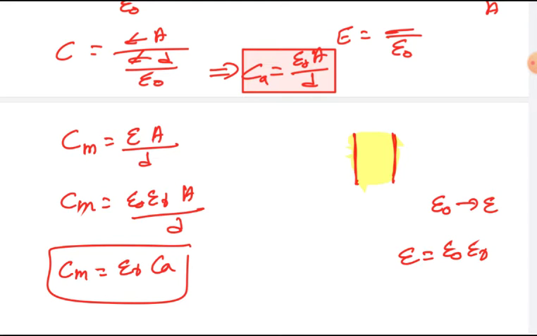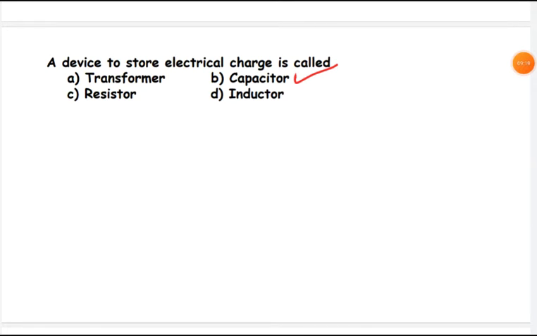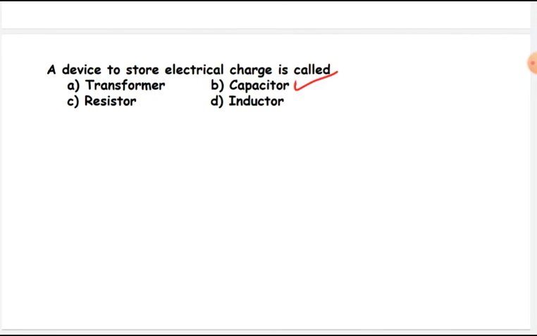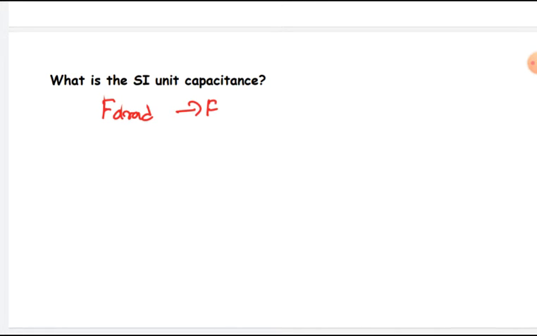Just think of a situation when it is not in vacuum and it is placed in a medium. So the formula should be C is equal to epsilon 0 into epsilon r into A by D. Okay. So a device used to store electric charge is called a capacitor. A resistor is to resist the flow of electric current. Okay. SI unit of capacitance is Farad.